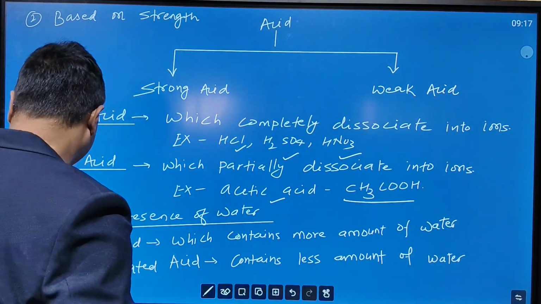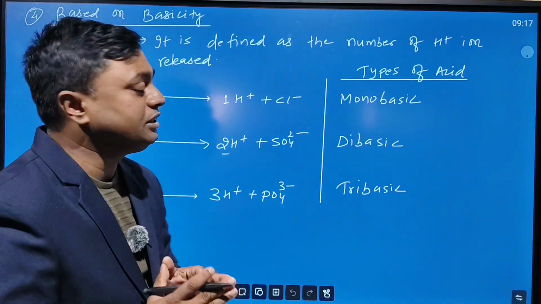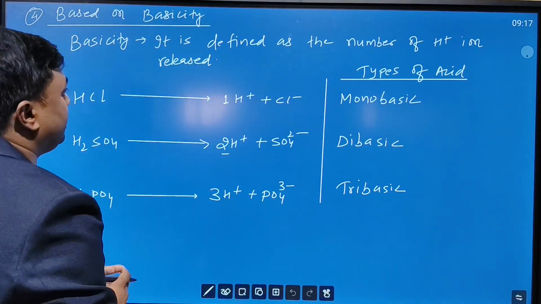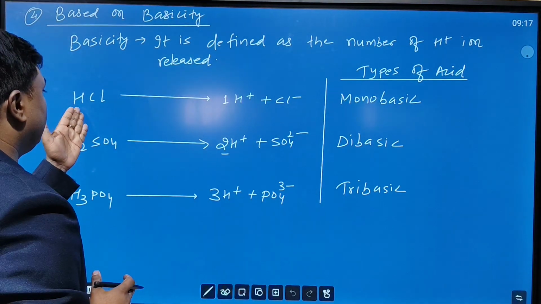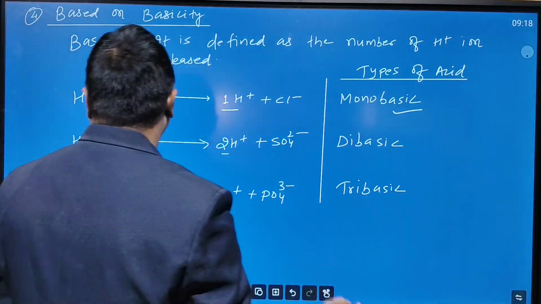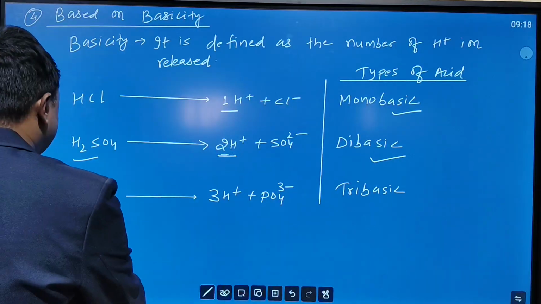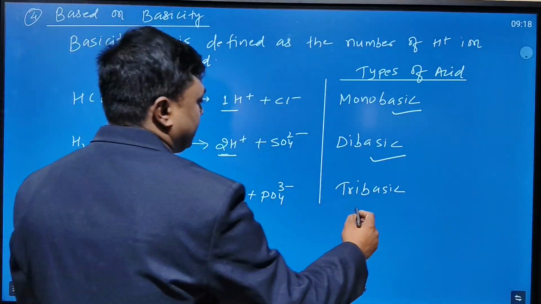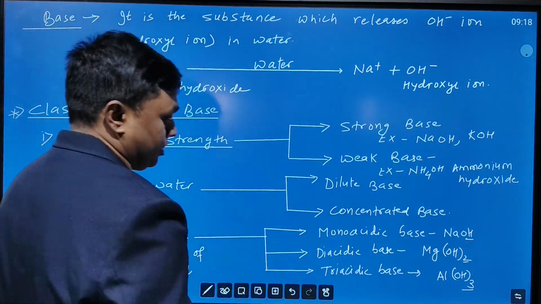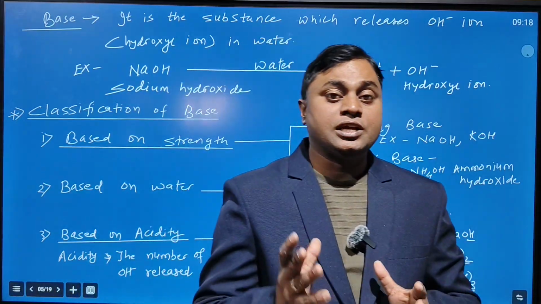Now, the next classification is based on the basicity. Basicity is nothing but the number of H plus ions released. Like HCl, it releases one H plus ion, so it is called a monobasic acid. H2SO4 gives 2 H plus ions, so it is a dibasic acid. H3PO4 gives 3 H plus ions, so it is a tribasic acid. Is it clear?